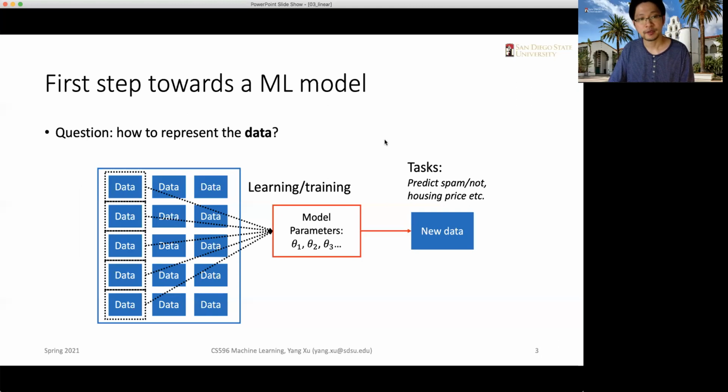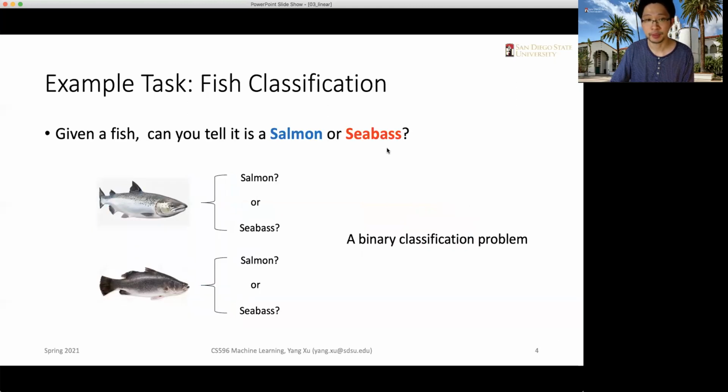So the first question we may have is, how do we represent the data? We need features to describe them. This is the first time we introduce the term features. If you have heard of the term features before, I think it'll be easier for you to understand the next examples.